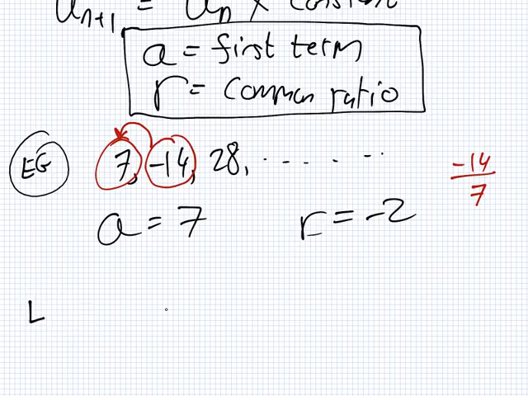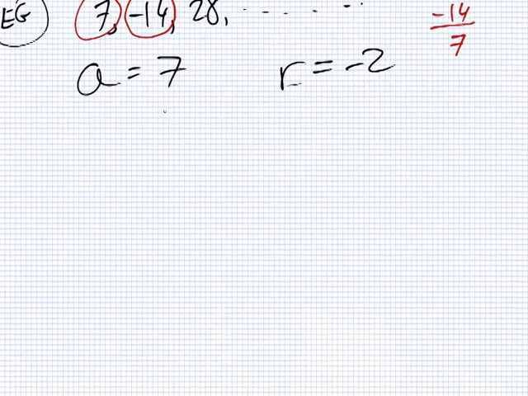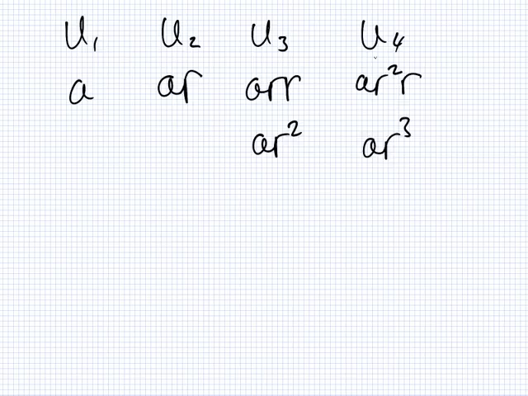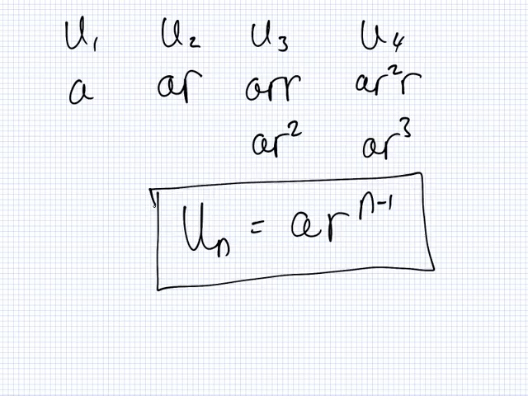Next, let's try to find out a formula. If the first term is A, what's the second term? A multiplied by R. And the third term will be AR multiplied by R again, which is AR squared. And then the fourth term will be AR squared multiplied by R, so that's AR cubed. You can see there's a pattern here. We can make a formula: Un is A R to the power n minus 1. This is our first formula for this lesson. Got that formula? Write this down, please.